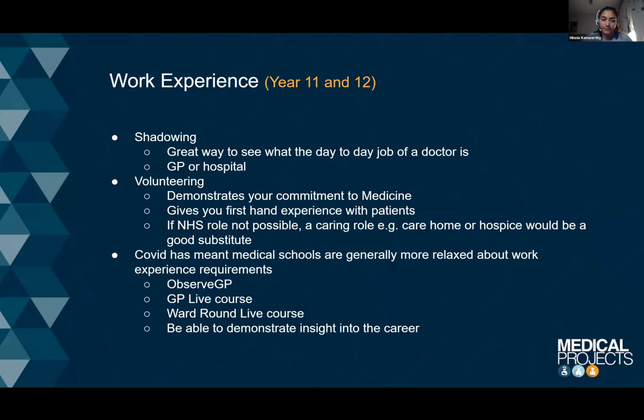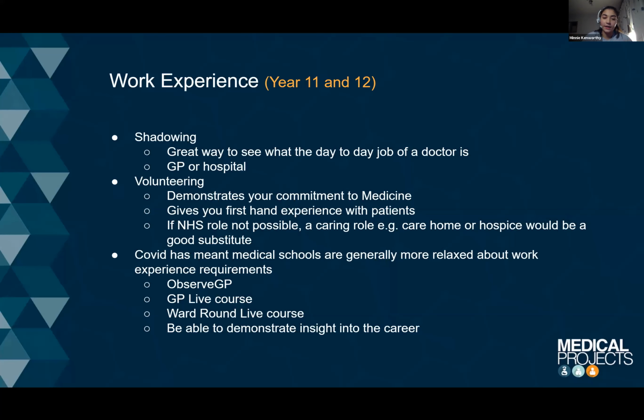It's a good way to get a bit hands-on, maybe see some patients and chat to them, and it comes across really well. And volunteering, you've got to demonstrate your commitment to medicine. You can do this pretty early on as well, in year 11 if you want to. It doesn't always have to be within the NHS, it can be just a caring role. So care homes would suffice, hospice work, even working in a charity shop, as long as you're public facing, chatting to people, being personable, then they'll appreciate that, especially with COVID. It's so difficult to get work experience, and they'll definitely accept a lot of that.